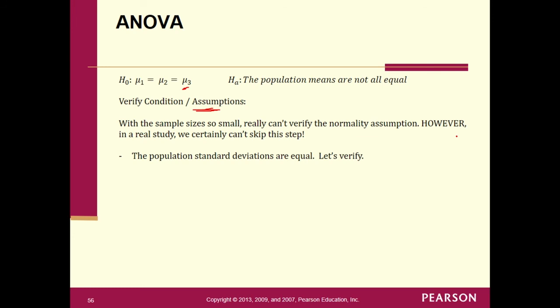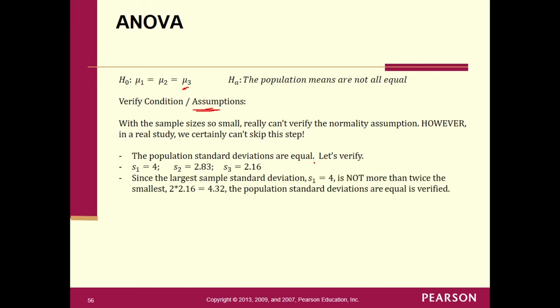Okay. What about the population standard deviations are equal? Well, let's verify that. S1 was equal to 4, S2 was equal to 2.83, S3 was equal to 2.16. Since the largest sample standard deviation, which is equal to 4, is not more than twice the smallest. So what's twice the smallest? 4.32. So this is definitely less than the 4.32. Population standard deviations are equal is verified. So a rule of thumb there.